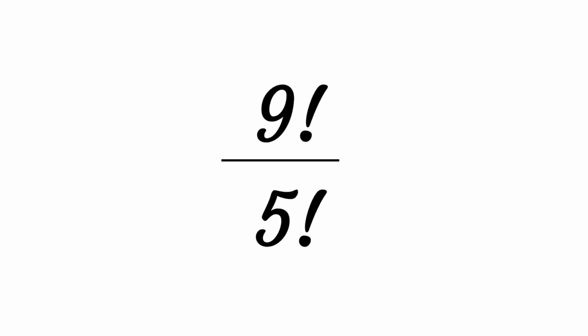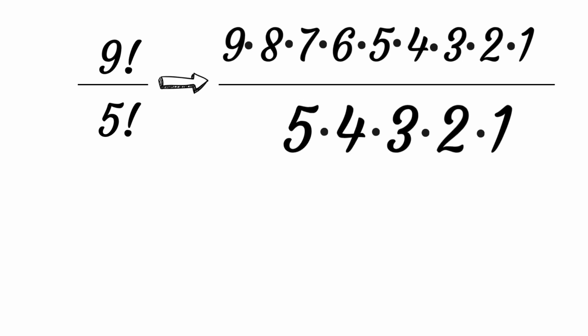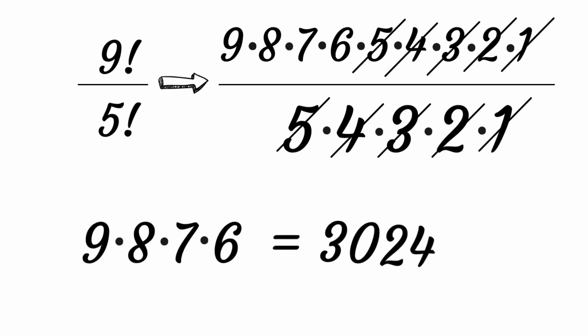What about fractions? Well, we'll just expand the functions and see what cancels out. So in this example, 9 factorial over 5 factorial, we expand both the functions, and the 5 times 4 times 3 times 2 times 1 reduces to 1 on both the numerator and the denominator. And then we just multiply 9 times 8 times 7 times 6. That gives us an answer of 3024.